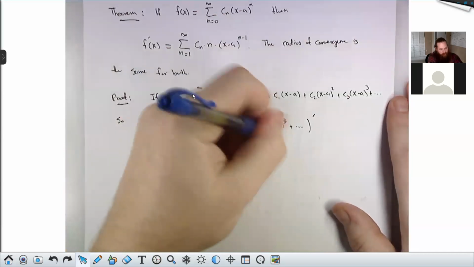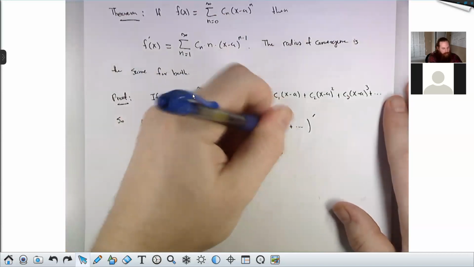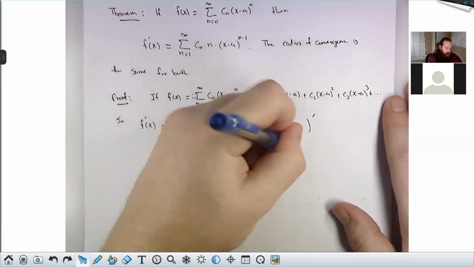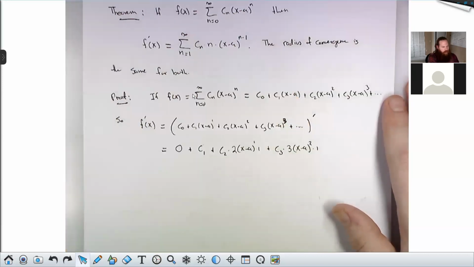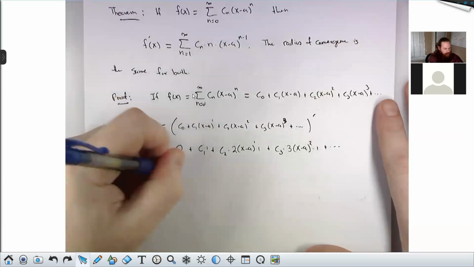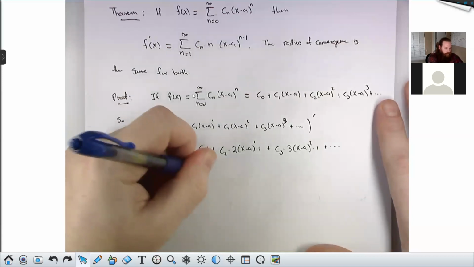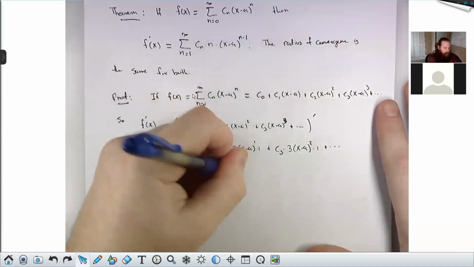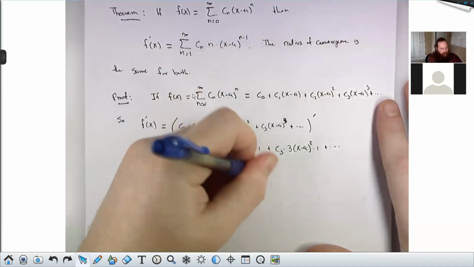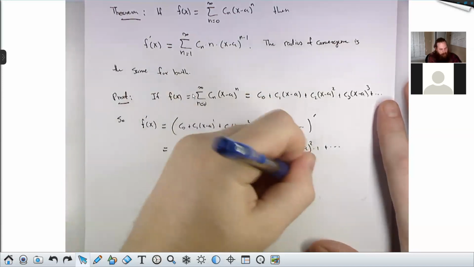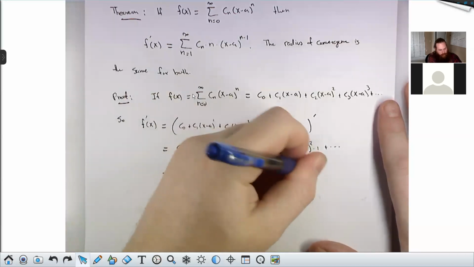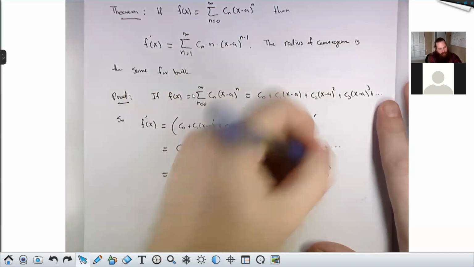Plus the derivative of C3 times (x minus a) cubed is C3 times the derivative of (x minus a) cubed, which is 3 times (x minus a) squared times 1 by the chain rule. Right, if you want, you can think of this as C1 times 1. And so on. So what is this? This is C1 plus C2 times 2(x minus a) plus C3 times 3 times (x minus a) squared plus, follow the pattern, the next term would be C4 times 4 times (x minus a) cubed.